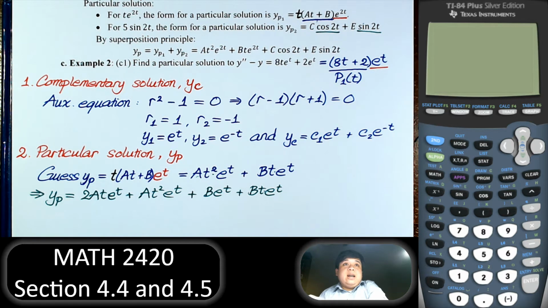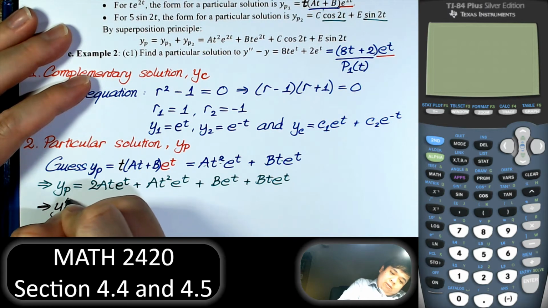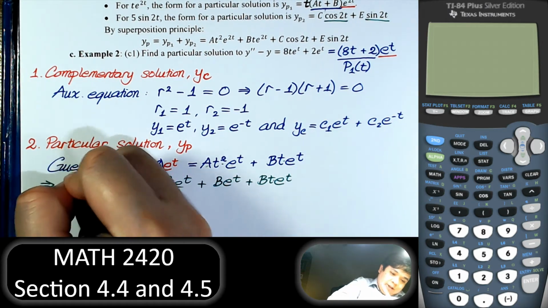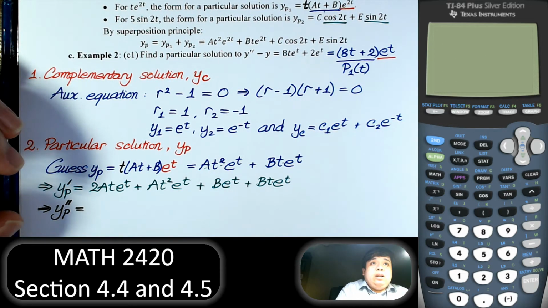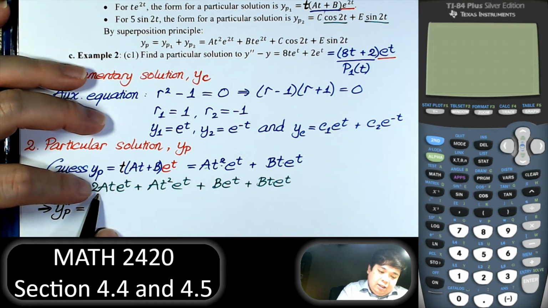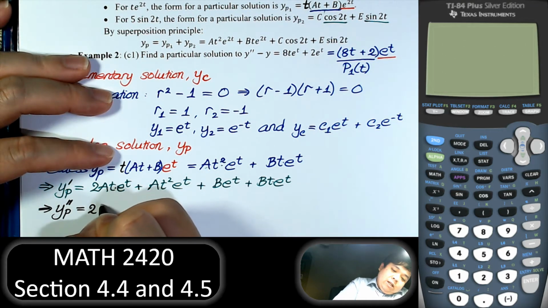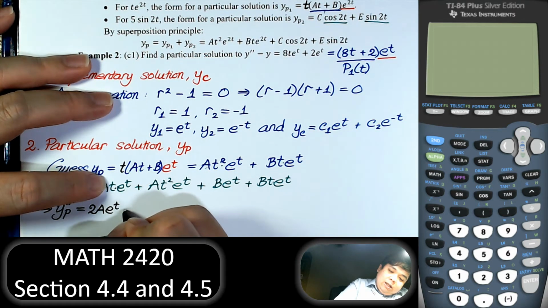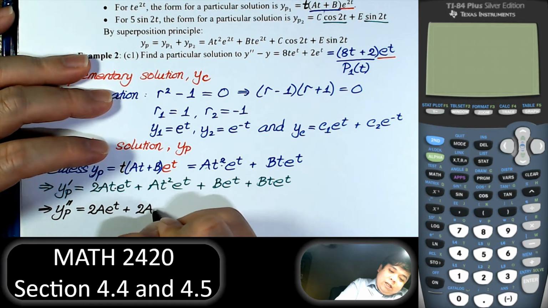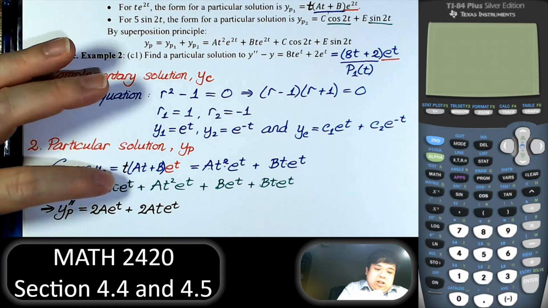And then the second derivative. This is the first derivative. So second derivative, that's a product rule, 2a e to the t plus 2at e to the t. Good thing here is the derivative of e to the t is just e to the t. So that's the first term.